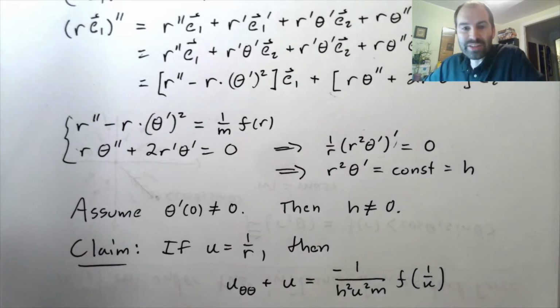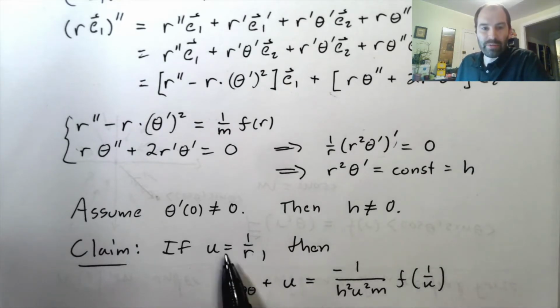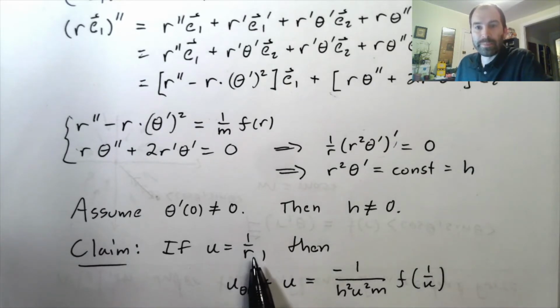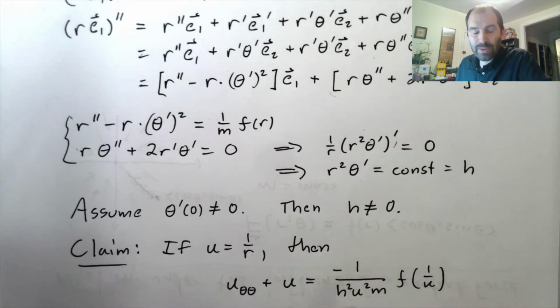So this is something that we want to prove: that if you let u equal 1 over r, then u satisfies this differential equation. When I write theta theta down here, that's the second derivative with respect to theta. Now why is this useful for us? Well, if you look at this, the left-hand side is the second derivative of u plus u equals some function.